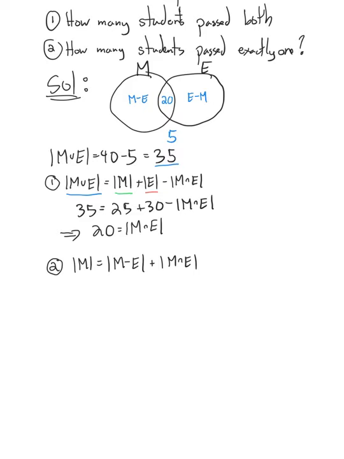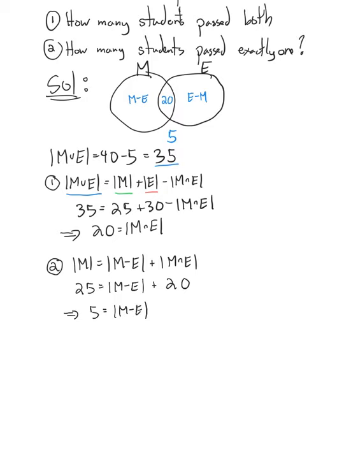That's one way of doing it, and I'll talk about another way just after this. So we can fill in what we know. We know M is 25. We don't know M minus E. That's what we're looking for. And we know the intersection is 20. So after a little bit of algebra, obviously 5 is the cardinality of M minus E.